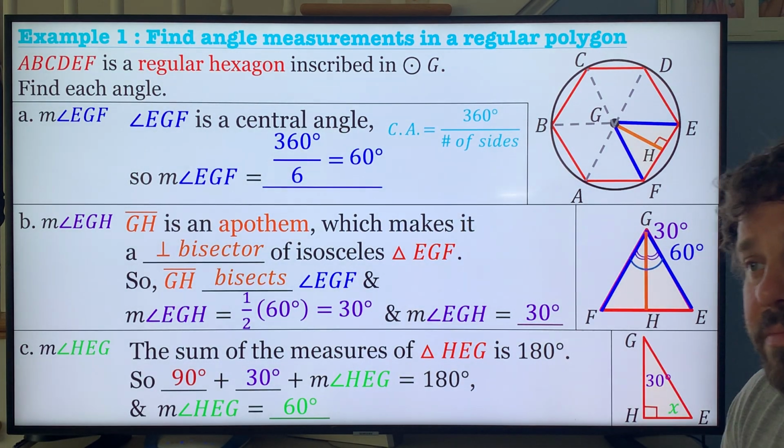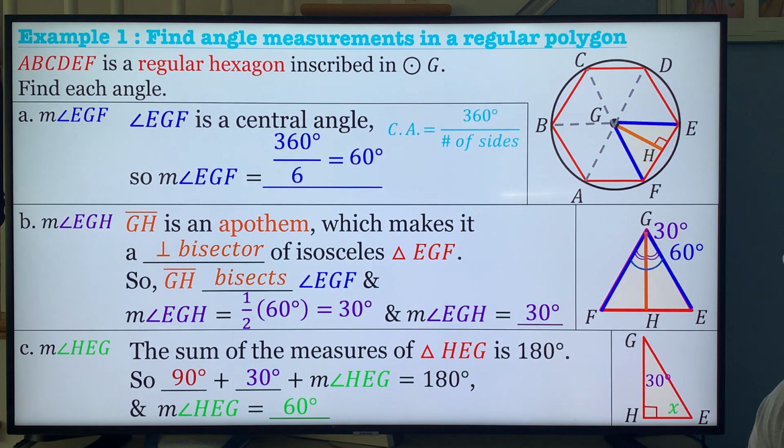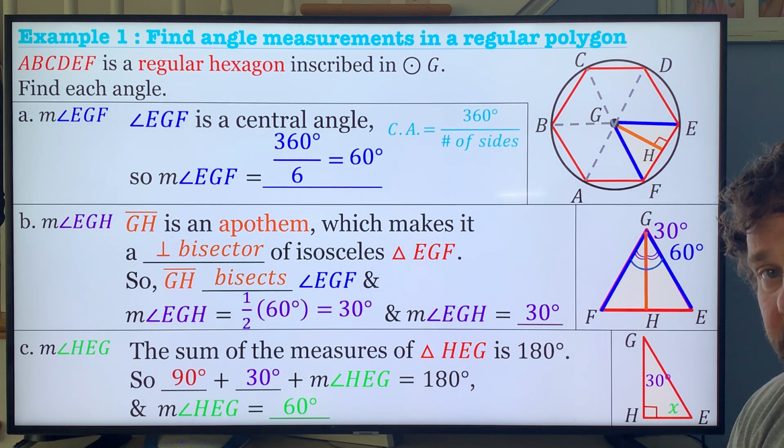So if you wanted to, which you never really need to do, you could find all the angles inside a hexagon. Now, did you need the circle? No, but the circle helps you guys realize the 360 thing, right?